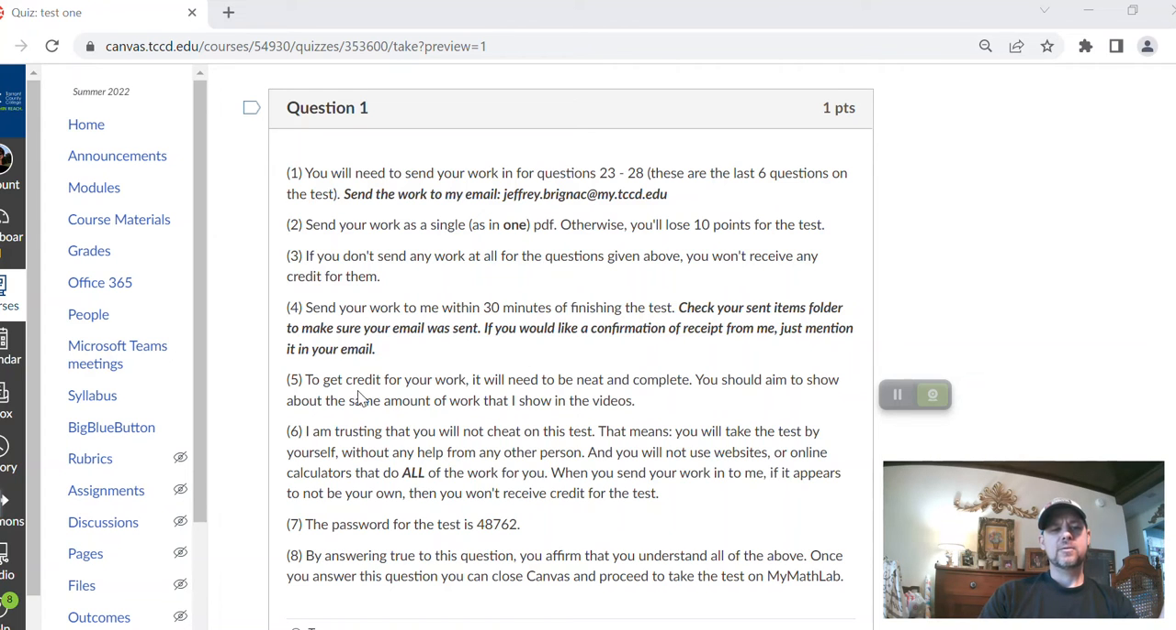Okay. To get credit for your work, let's say you did send it in and you sent it on time and in the right format. It needs to be neat and it needs to be complete, right? Showing work does not mean writing down the question and then writing down the answer. That's not showing work. I can't really explain why. I just hope that you understand why that's not showing work.